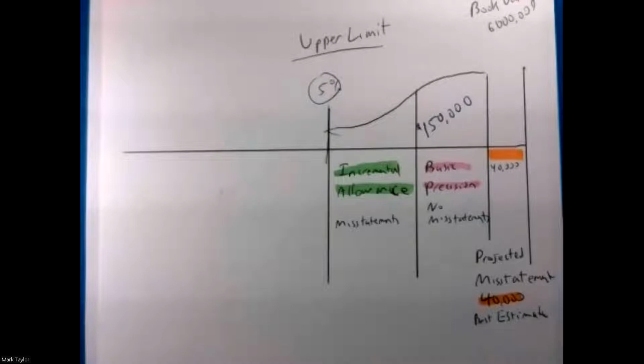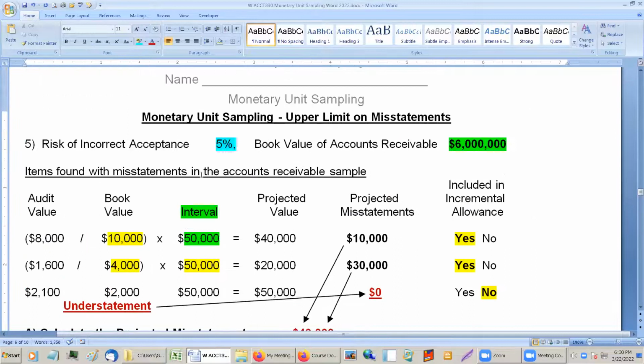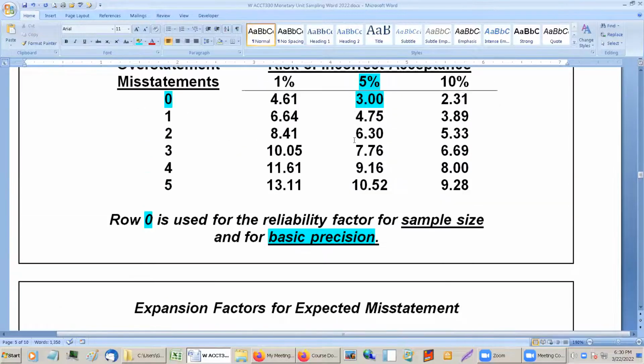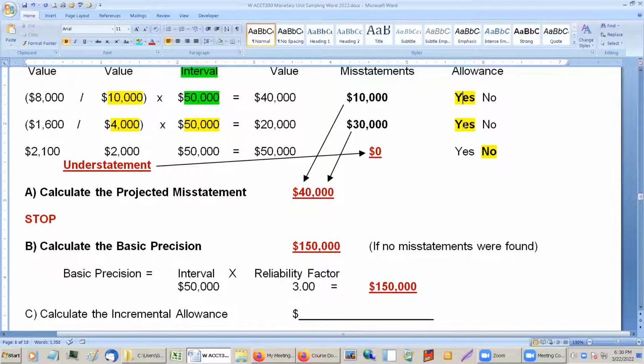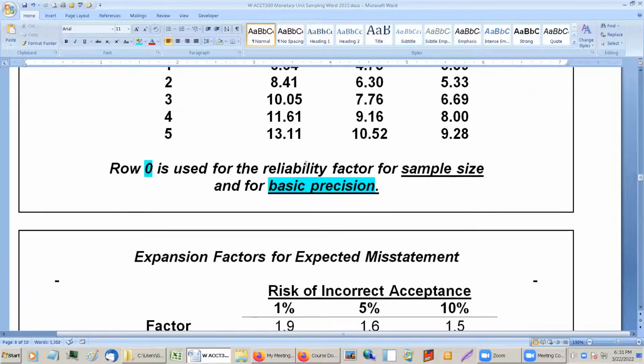Okay, so let's go to the most confusing thing you'll ever see in all of accounting. Incremental allowance. And I'm kicking myself for just not going ahead and making a table for this. Incremental allowance is if you find an error, so we have two of them here, right? We have two errors here. We have our two misstatements, 30,000, 10,000. So what we're going to do is reliability factor increments. And so the reliability factor increments, we're going to have overstatement 1 minus overstatement 0 minus 1, and that will give us the first increment. Now, I know it's very confusing, but I'll show you in a second. Okay.